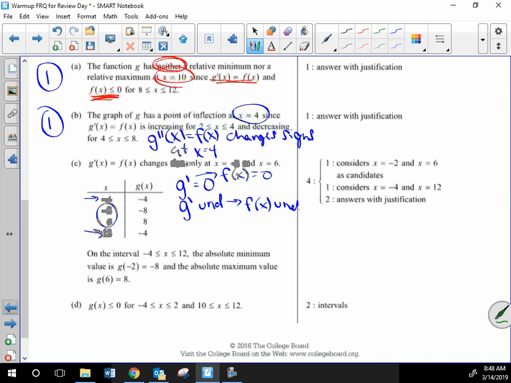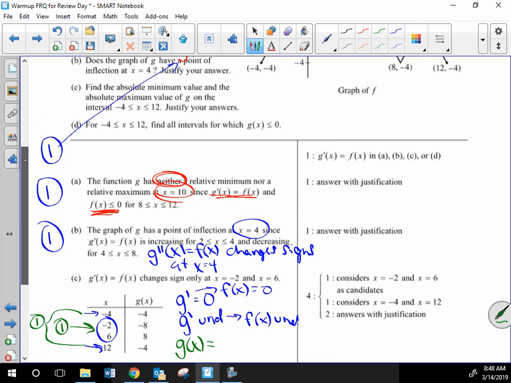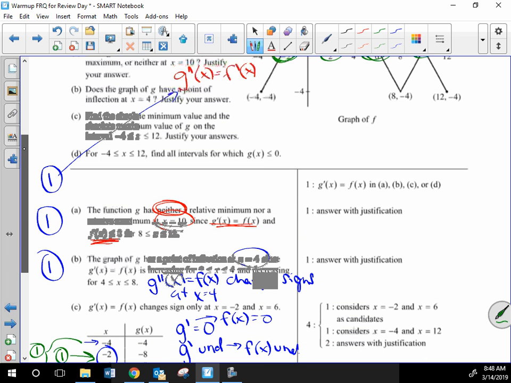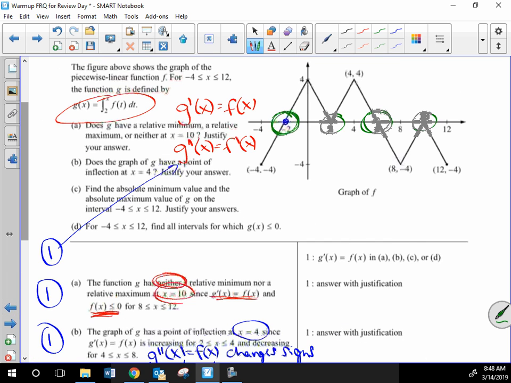Okay, so you got 1 point for considering -2 and 6. So if you have this on your graph, that was 1 point, or on your chart. And then you got 1 point for considering your endpoints. So that's quite generous. All right, and then when we actually find our value, so to find g of x, remember g of x was just simply defined as that integral from 2 to x.